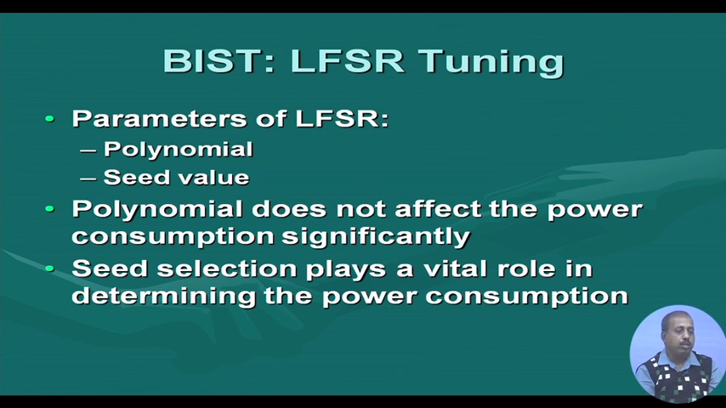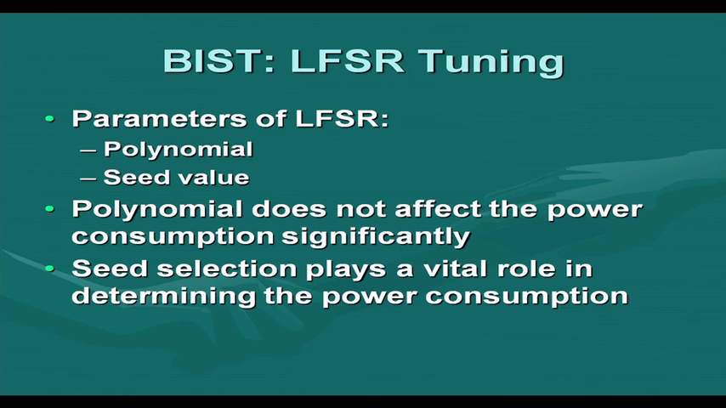Another approach for reducing power consumption in the BIST environment is LFSR tuning. In an LFSR design, there are two parameters that we can control. One is the polynomial that defines the structure of the LFSR, and the other is the seed value. It has been seen that the polynomial does not affect the power consumption significantly, because most of the time we will be using maximum length polynomials, and they will generate all 2 power n minus 1 patterns. So, it is very unlikely that they will give different power consumption.